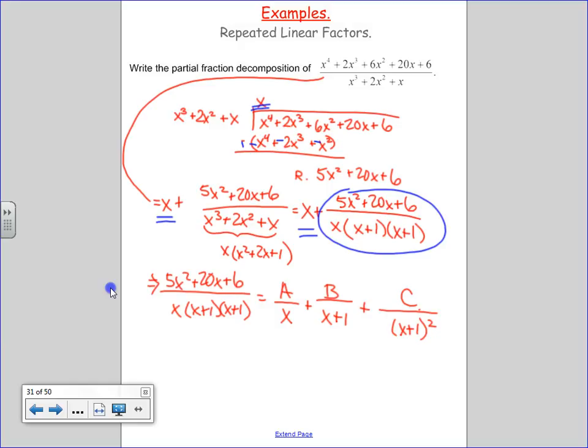Why? I have a question. Why is it x plus 1 and x plus 1 squared? The x and x plus 1 make sense because you have x and x plus 1. But why is there an x plus 1 squared? Well, here's the question. Why do you have the extra x plus 1?